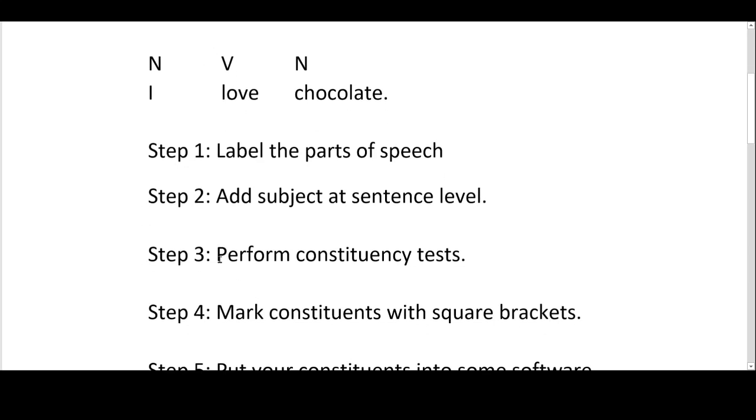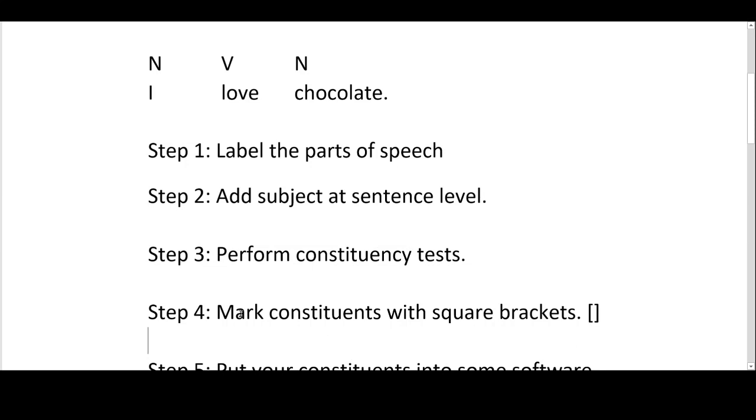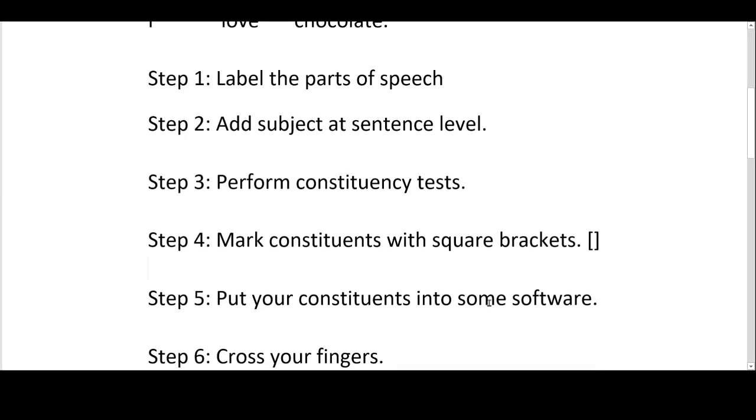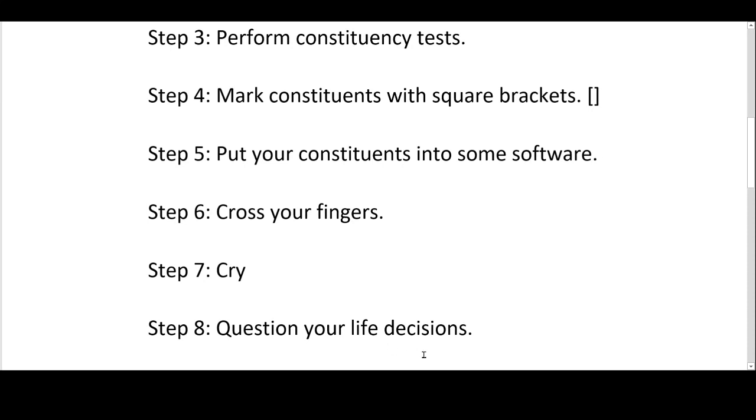And then we need to perform constituency tests. I've talked about that in previous videos. We need to mark these constituents with square brackets. These are square brackets, these things, okay? Then number 5, we need to put the constituents into some software. Cross your fingers, cry, question your life decisions, and think, why the hell am I studying linguistics? That's usually the pattern at the beginning, at least.